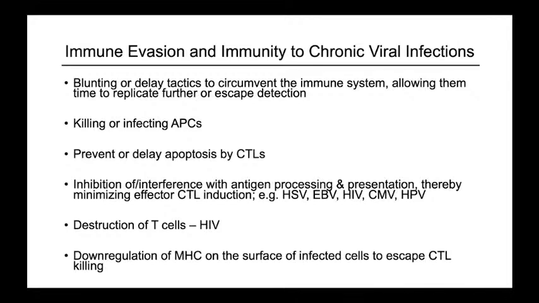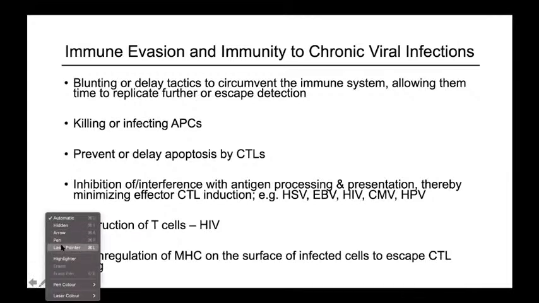There are some viruses which prevent or delay apoptosis by cytotoxic T lymphocytes. So they prevent cytotoxicity, okay, or inhibit cytotoxicity. There's some that interfere with the process of antigen processing and presentation. So of course, just like the first example I've given, if that happens, then you don't get good activation of your cellular adaptive immune response. And those are examples of viruses that do that.